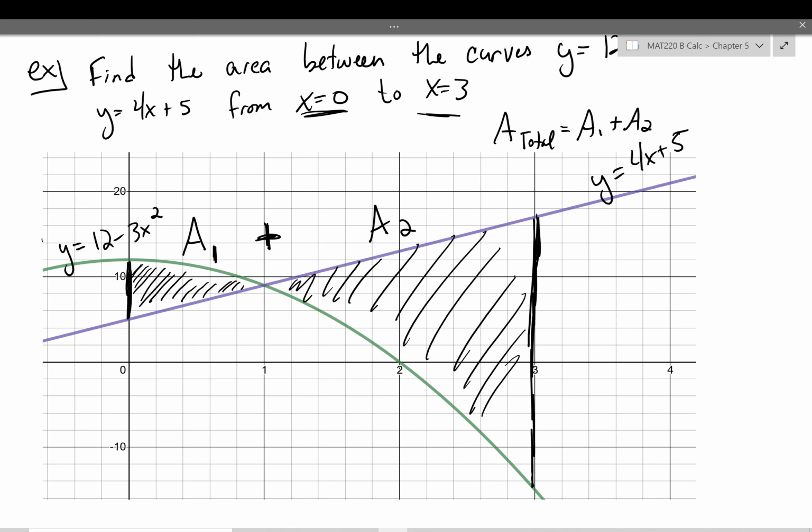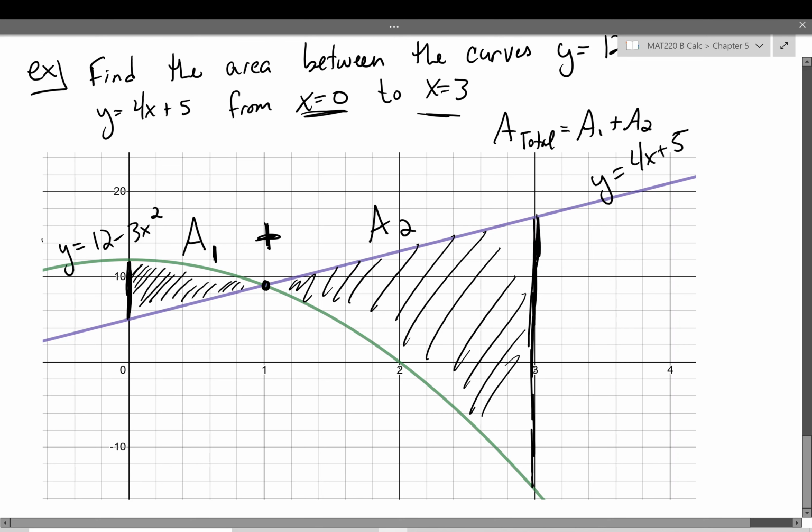So now the question becomes, well, what's that right there? Okay? Well, if you graph first, you could clearly see that that x value is 1. So it looks like for the very first region, we're going to go from x equals 0 to x equals 1. And then for the second region, we start off at 1, and then we're going to end all the way over here on the right-hand side at x equals 3.